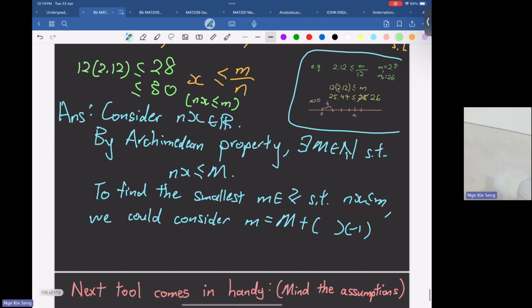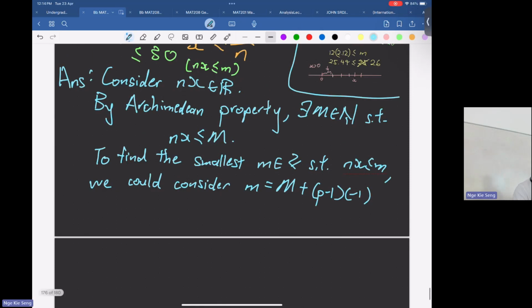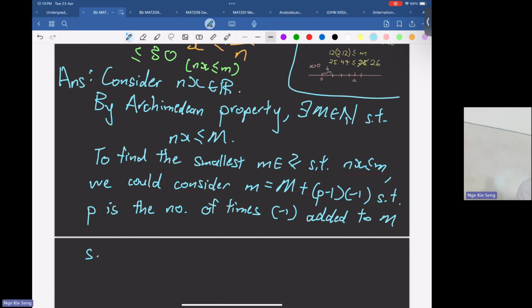Okay, what does this mean then? This means that we can consider, for example, p minus 1 times, such that, what's this p doing here? p is the number of times that minus 1 gets added to m such that nx is greater than m plus p minus 1. Okay. Why can we do this?